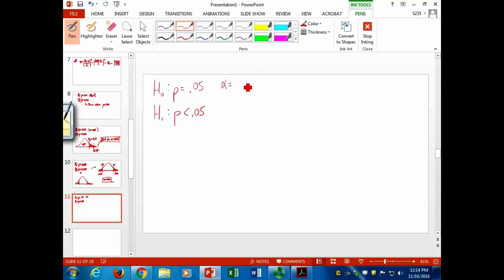We want to do this at the alpha, what was it, 0.01 level? Yeah, 0.01 level. Okay. And what's our p hat for this sample? 19 over 420, which comes out to be what? 0.04524. So it is a little lower.